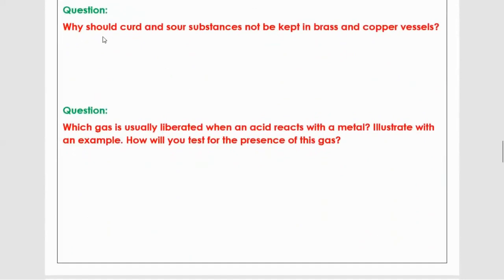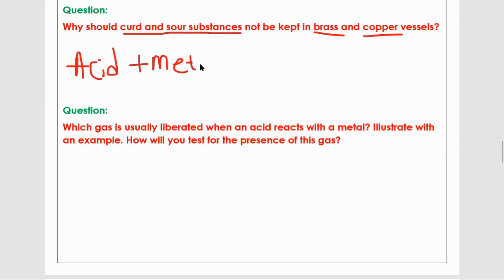Why should curd and sour substances not be kept in brass and copper vessels? This is your in-text question. Curd and sour substances means it is acid, isn't it? Acid should not be kept in brass and copper vessels. Brass and copper are nothing but metals, right? And we have learned acid plus metal gives rise to salt plus hydrogen gas.